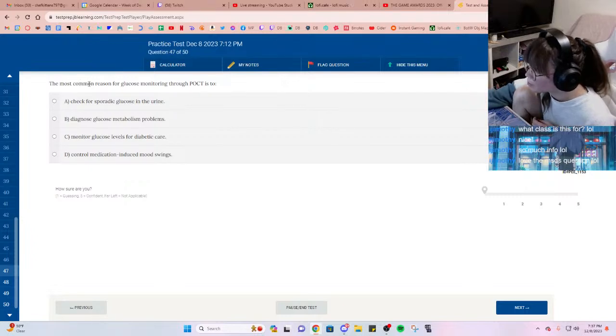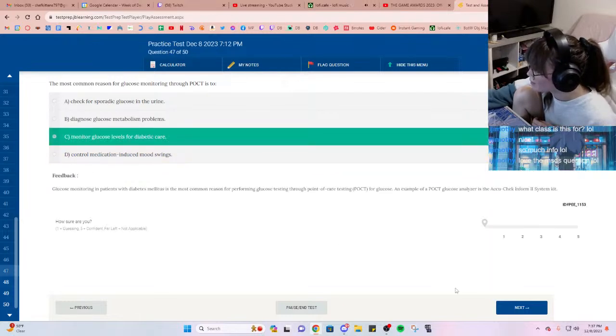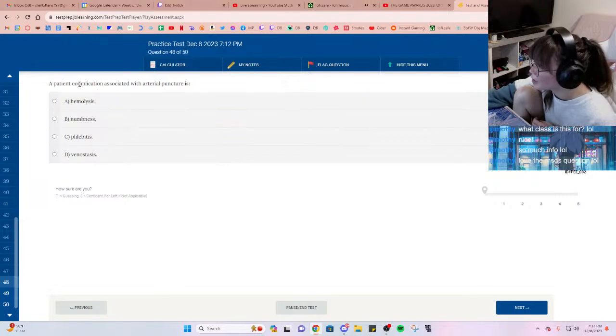The most common reason for glucose monitoring through POCT is to check for sporadic glucose in the urine, diagnose glucose metabolism problems, monitor glucose level for diabetic care, or control medication-induced mood swings. I think it's this one. Yes. A patient complication associated with arterial puncture is hemolysis, numbness, phlebitis, or venostasis.